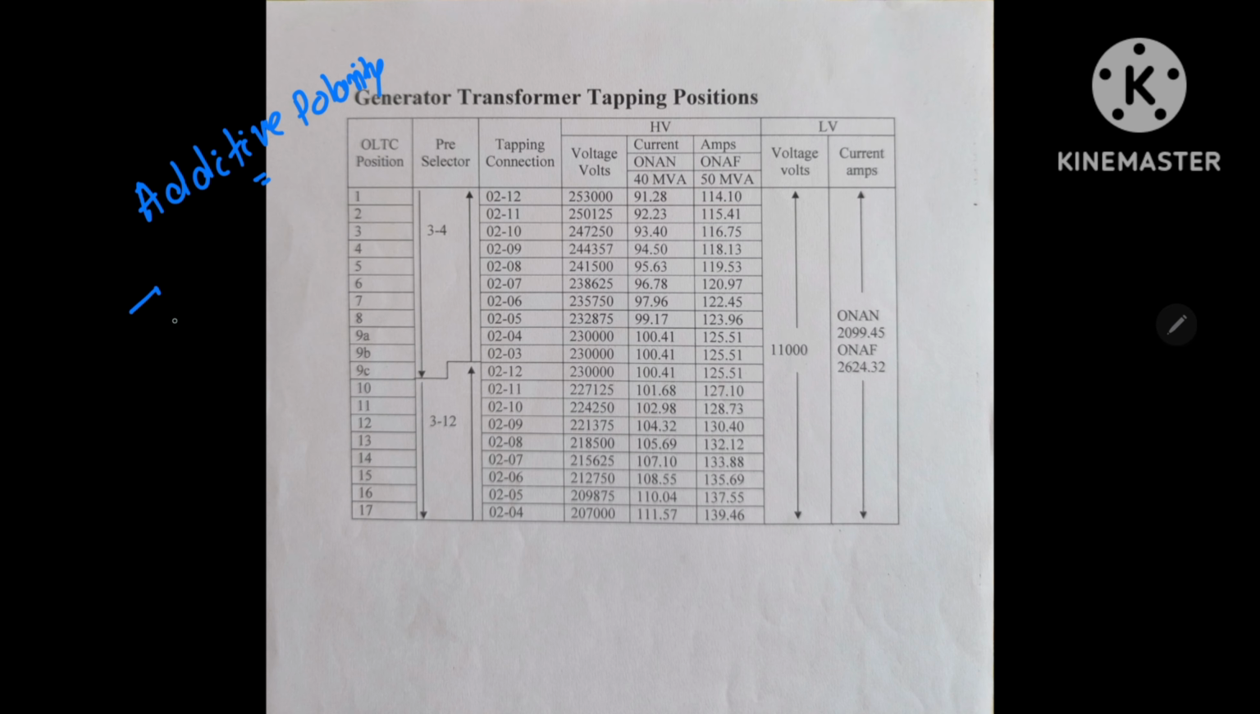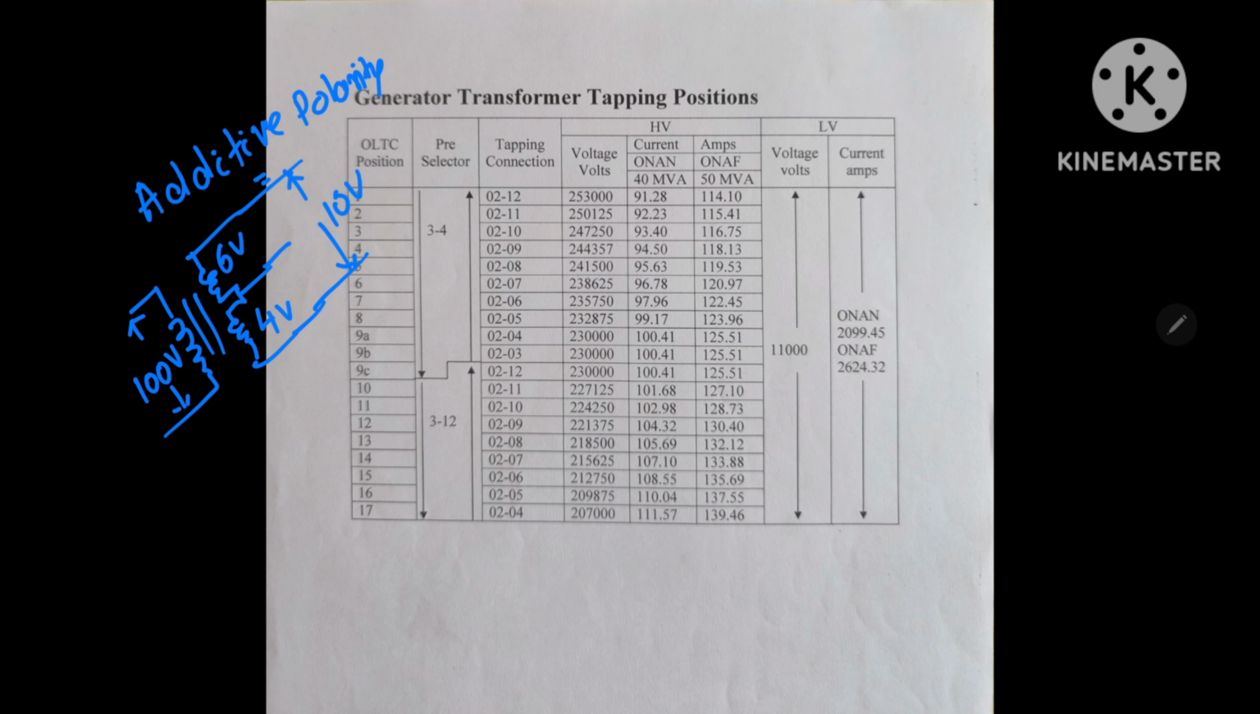We'll take a small transformer. Primary voltage is 100 volt. Secondary having two tappings. One is 6 volt, one is 4 volt. So the resultant will be 10 volt. This 6 will be adding to the 4 volt. This is called as additive polarity.